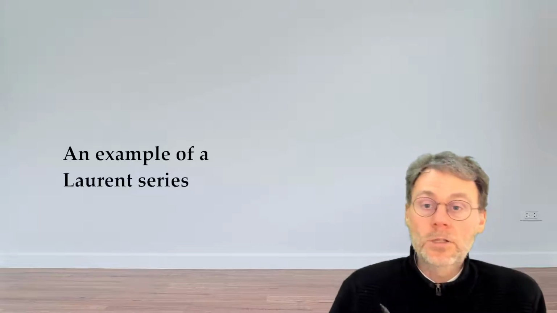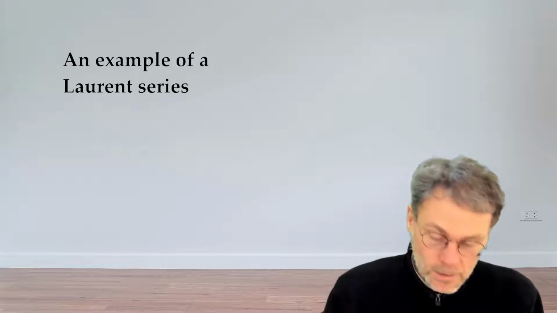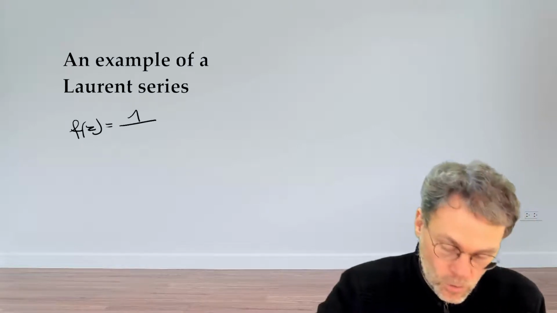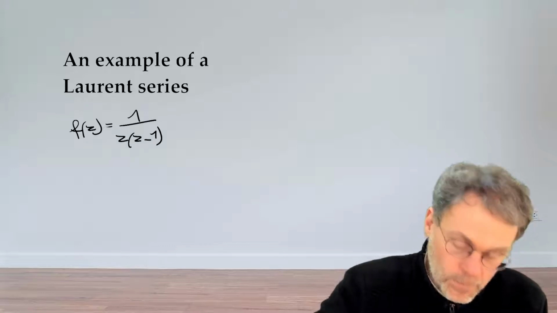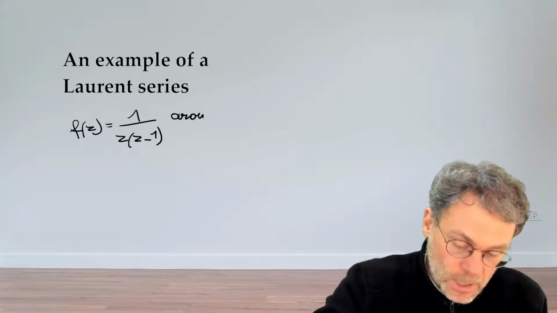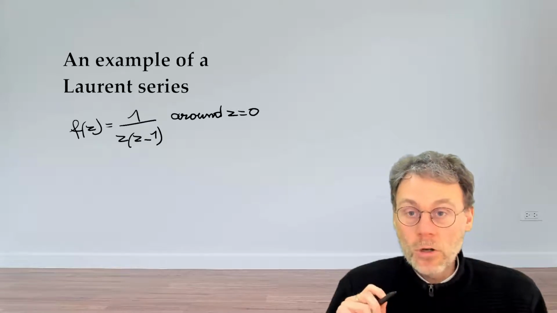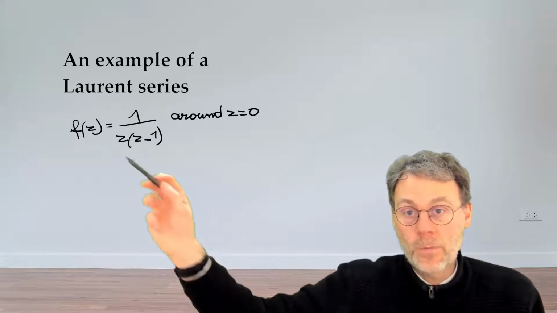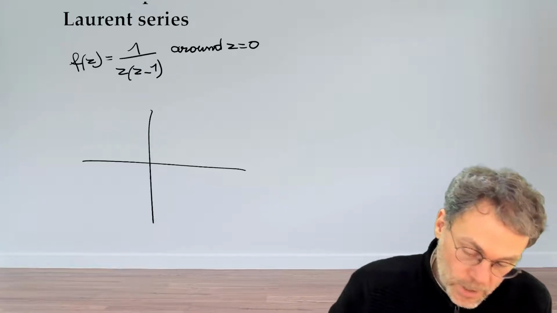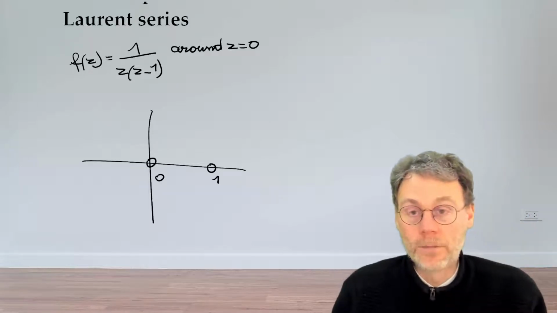As an example, let's try and create the Laurent series of a certain function around the origin. The function that we're going to consider is f of z equals 1 over z times z minus 1. So we're going to develop this function as a Laurent series around the origin. If you take a look at where this function blows up, it blows up at the origin and it blows up at the point 1. So in the complex plane, the points to avoid are 0 and 1.